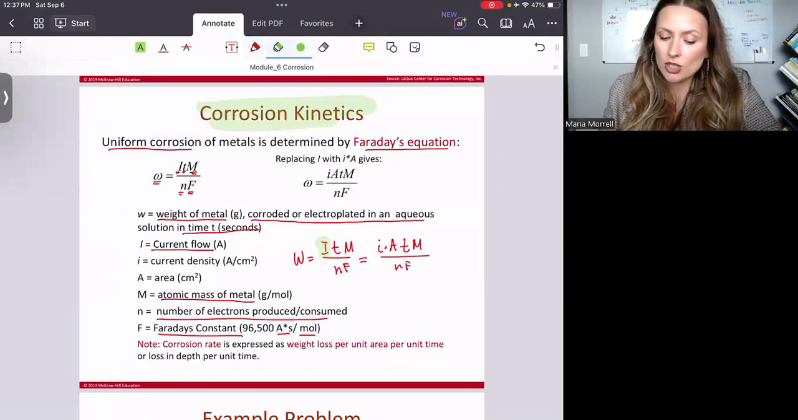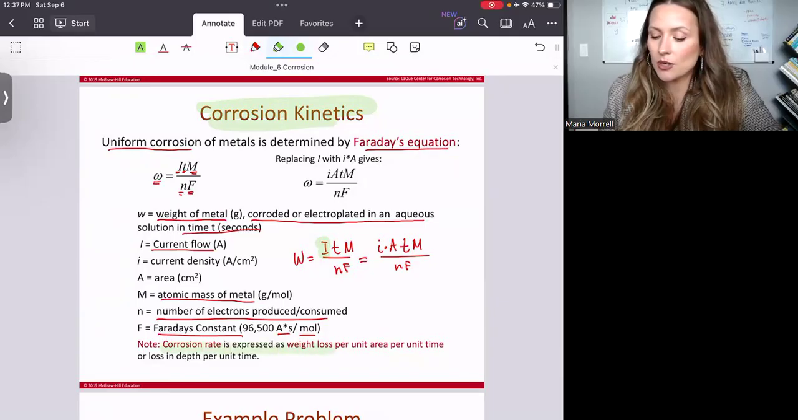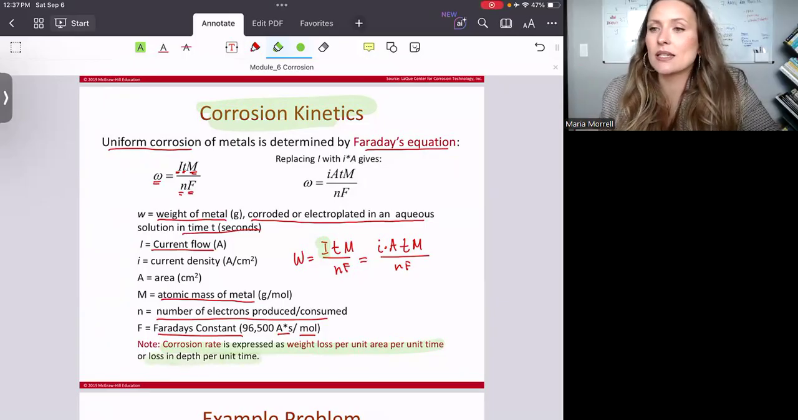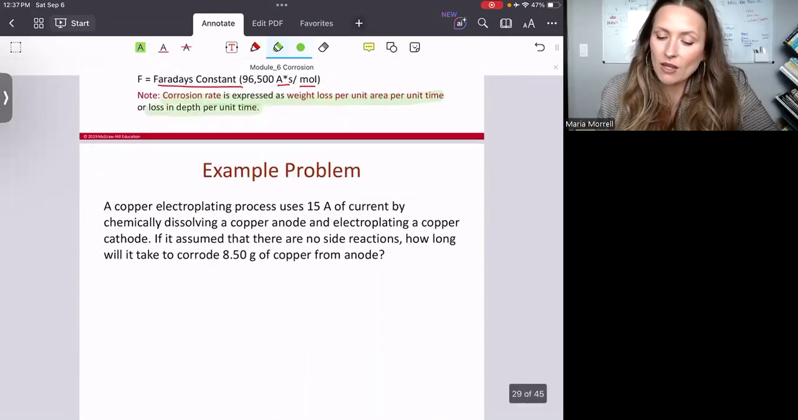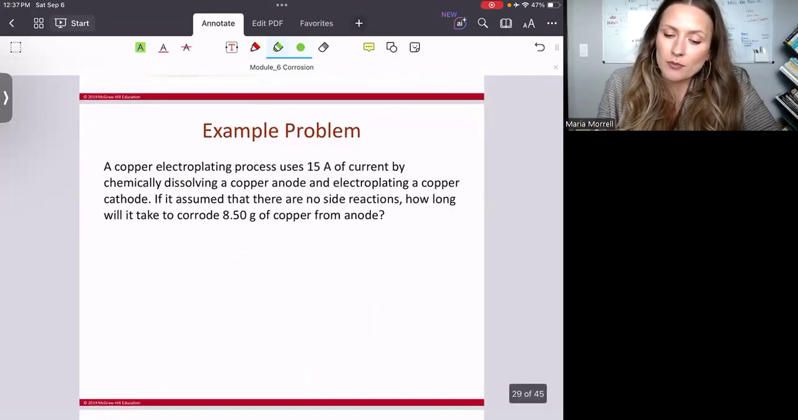Now, the last thing I will mention is that the corrosion rate is expressed in weight loss per unit area per unit time. Or sometimes we can also express it as loss in depth per unit time. Let's look at the first problem.